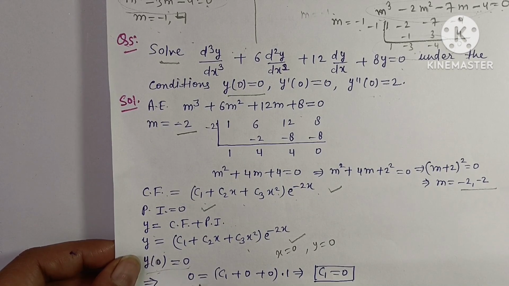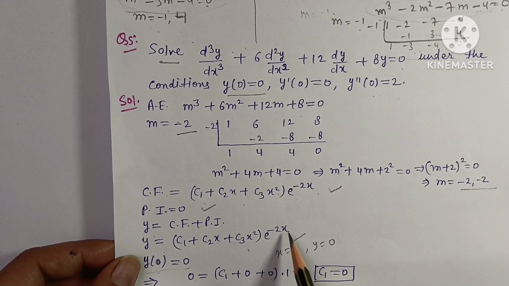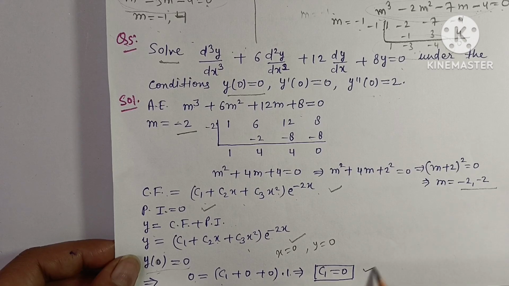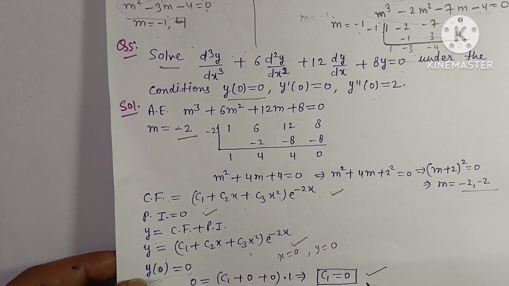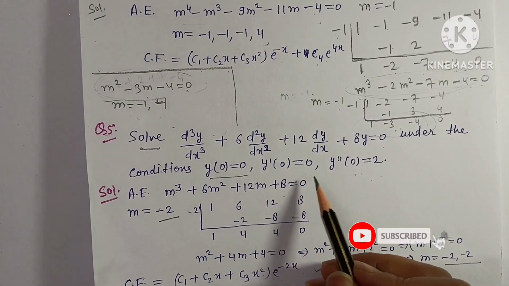So I have put here y equal to 0 and x equal to 0, and here again x is 0, e to the power 0 will be 1. So I have C1 equal to 0. This is the value of C1. Next condition is y dash 0 equal to 0.